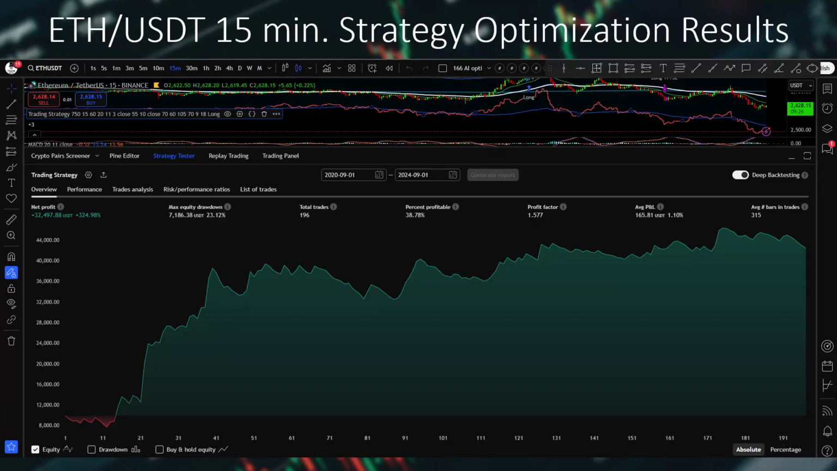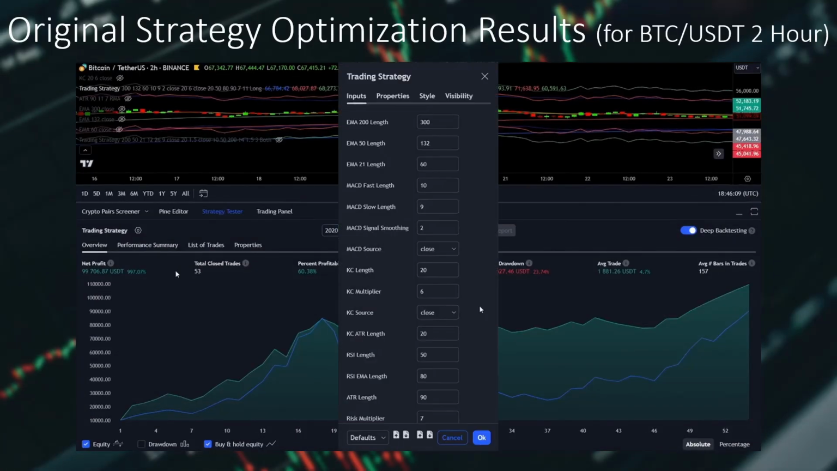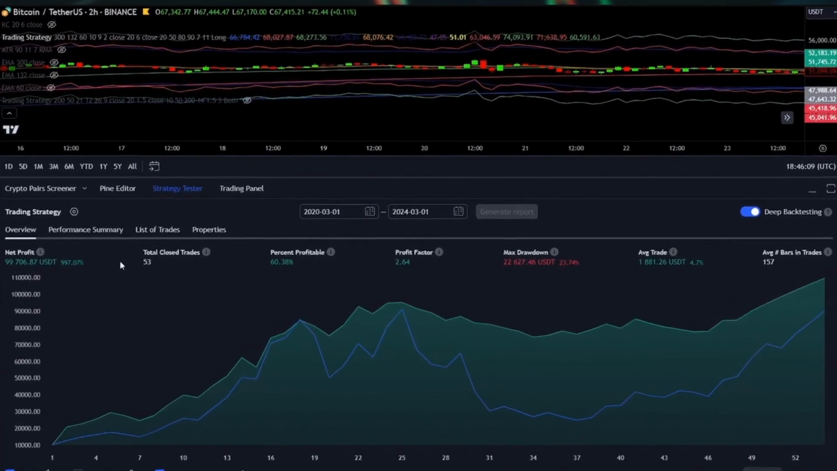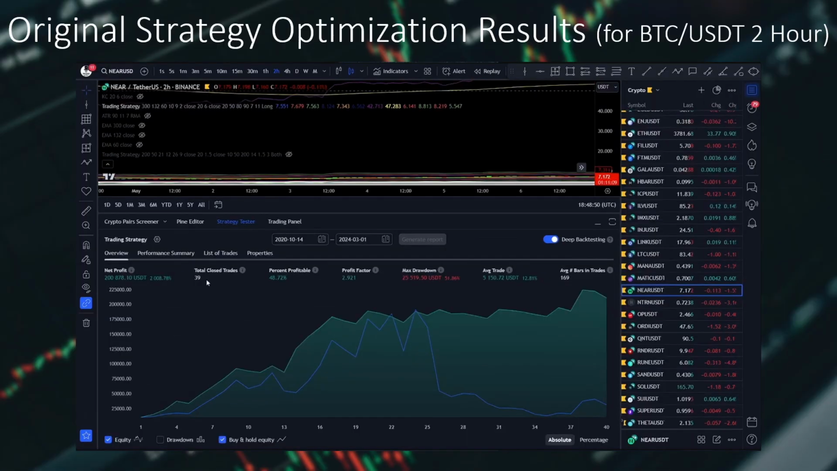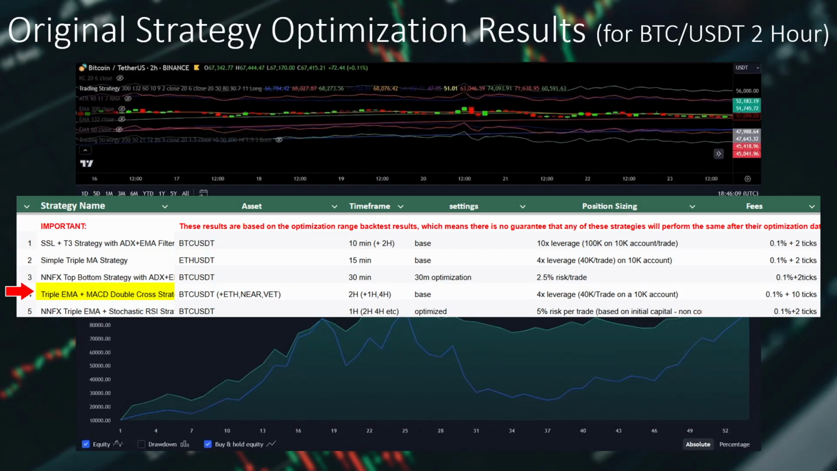Today I brought you an optimization for one of my previously released free strategy scripts, the triple EMA plus MACD double cross strategy. In the original video, this strategy was able to achieve staggering results on the BTCUSDT 2-hour chart and on many other cryptocurrencies. The optimized version of this strategy at the time of recording this video is still placed at the 4th best strategy I ever showcased here on TradeSmart AI.